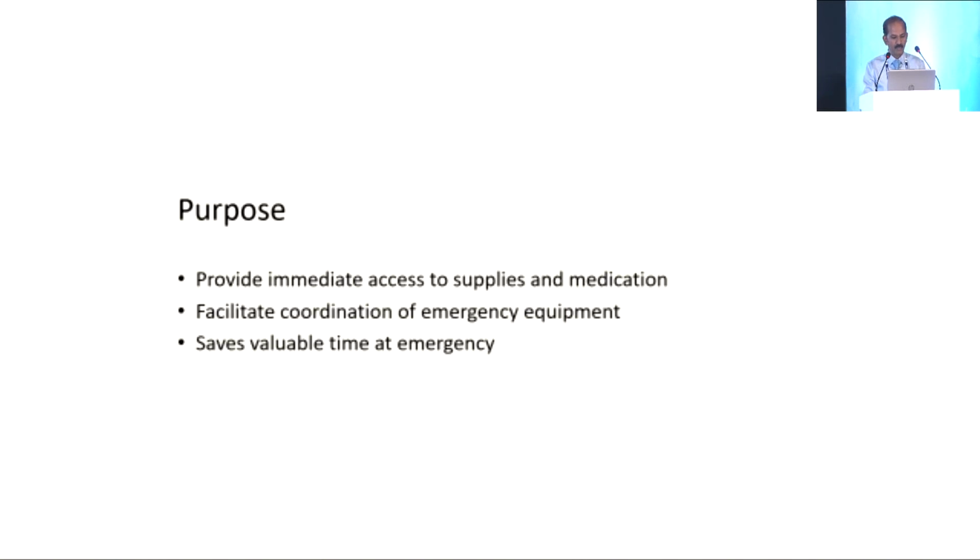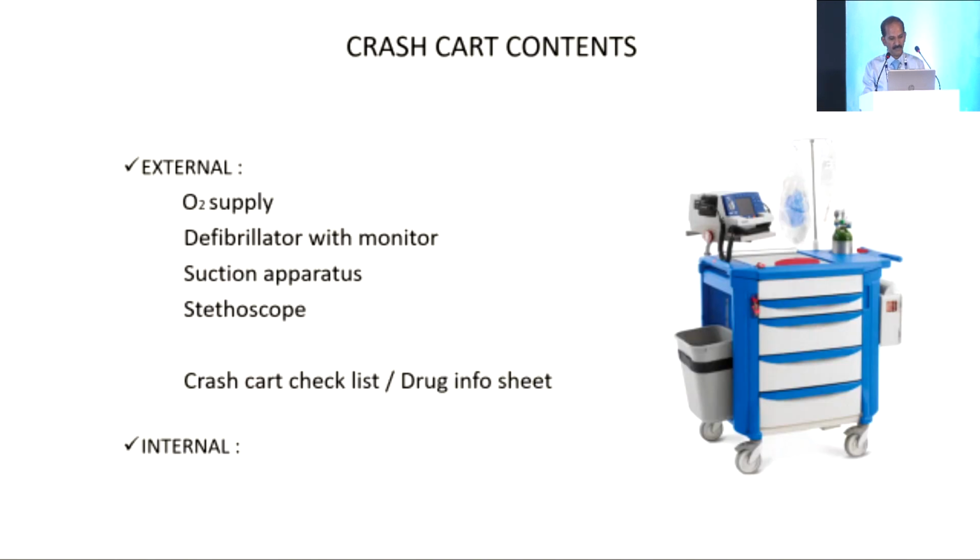So the purpose is to provide immediate access to supplies and medication, facilitate coordination of emergency equipment to that particular situation, and save valuable time at the time of emergency. So it has both external and internal components. External includes the oxygen supply and defibrillator. We'll see that up close. The most important of all this is the crash cart checklist and the drug info sheet.